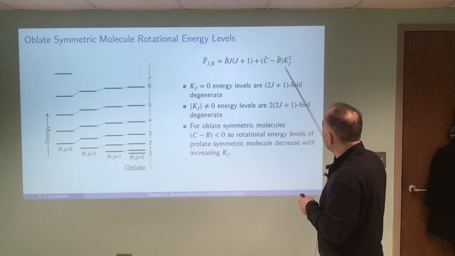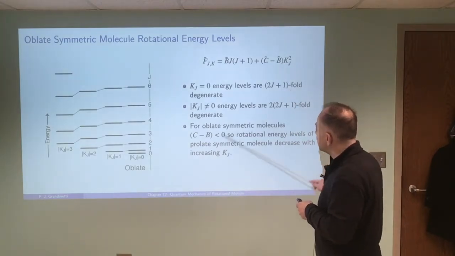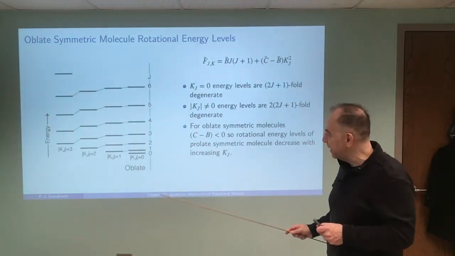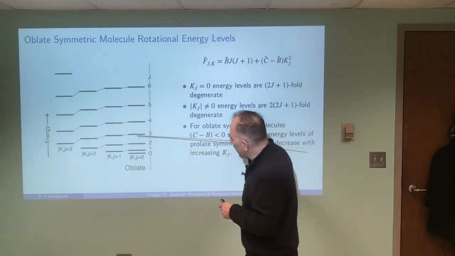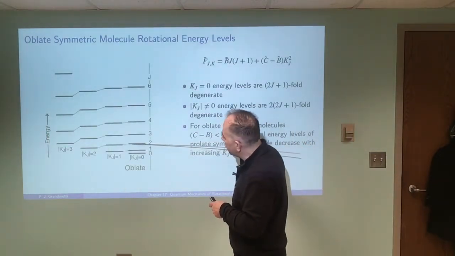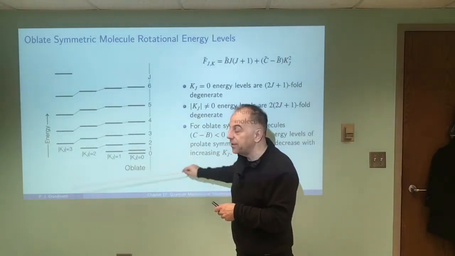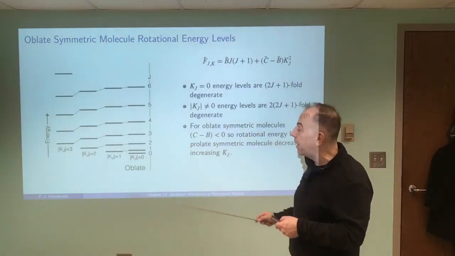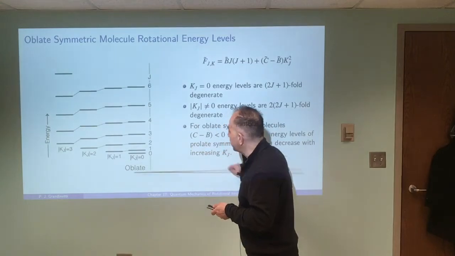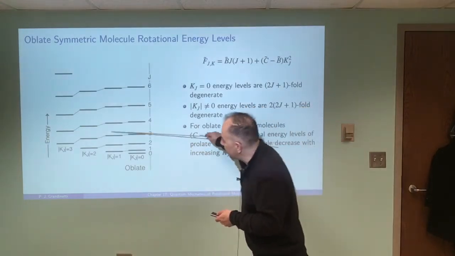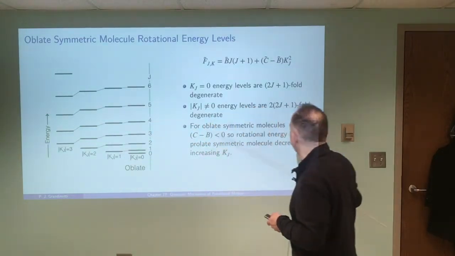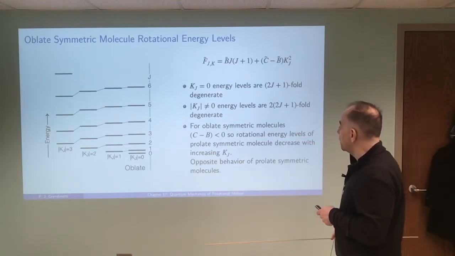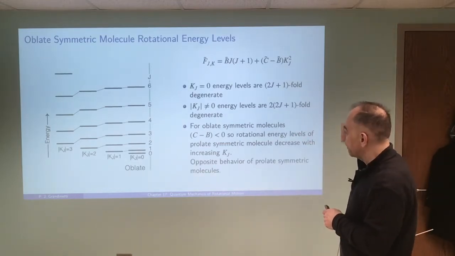Now, in the oblate case, this difference, C minus B, is always negative. And that means that when we increase KJ, the levels will always go down. And that's the opposite of what we found in the prolate case, where they always went up. So when you look at these diagrams and see the energy levels going down, you know you're looking at the oblate case. This difference here should always be negative.